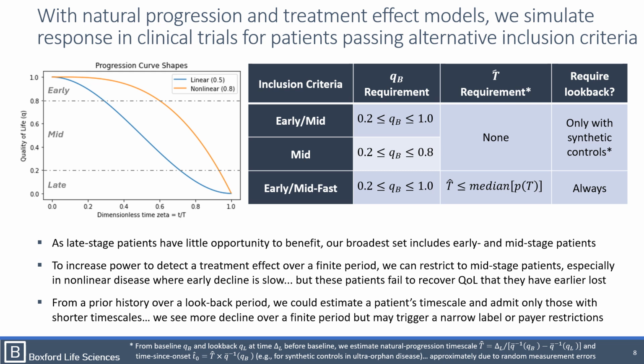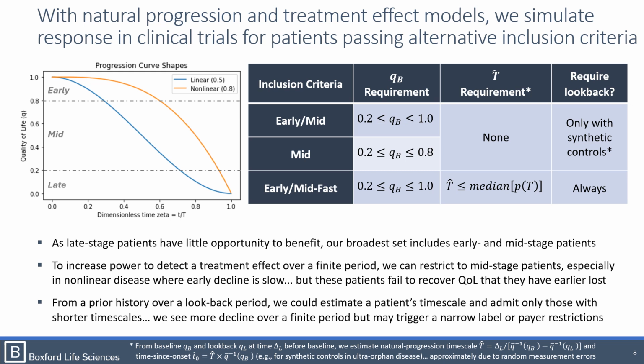We're going to consider 3 sets of inclusion criteria, with early-mid being the most common. Here we're taking all patients in an early or mid-stage disease, which means quality of life above 20%. Once you get to the late-stage disease, there's really not that much benefit to be gained from initiating treatment, and so the broadest that we use is this early-mid condition.